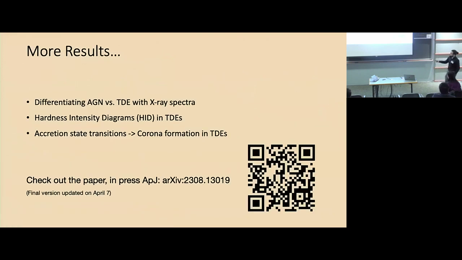There are many more results in this paper. It was quite a big paper that I don't have time to touch on here. Things like differentiating AGN and TD with single epoch X-ray spectroscopy, hardness intensity diagrams in TDs, accretion state transitions. We see corona formation in at least 3 sources at late times. Please check out the paper. The latest version was updated 3 weeks ago following the peer review. So thank you. Happy to take any questions.